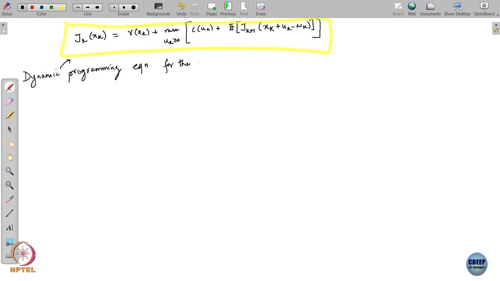So, this is the dynamic programming equation for the inventory control problem. These functions J k, as I have mentioned, are called the value functions. They are effectively capturing for you the optimal cost for the tail subproblem that starts from time k, starting from any state x k at that time instant k.